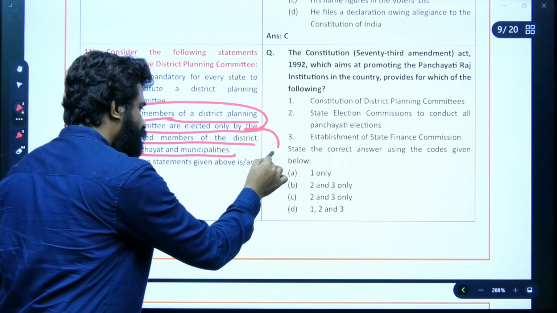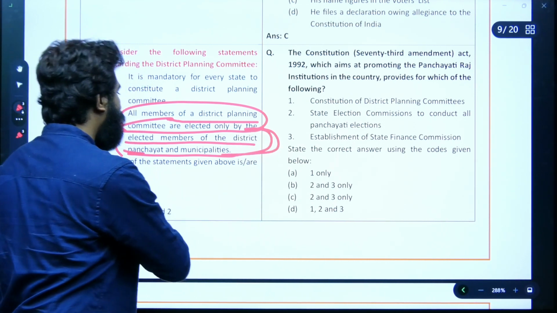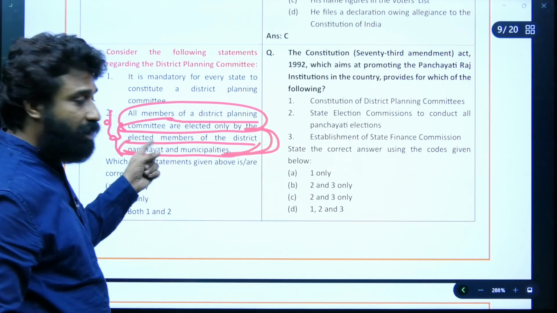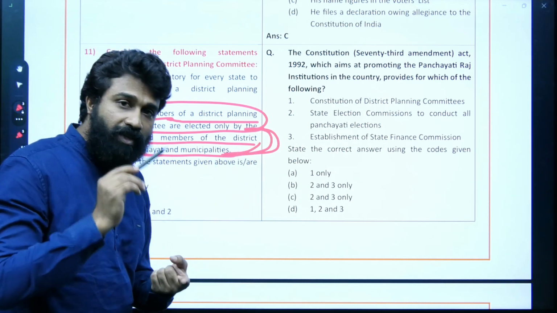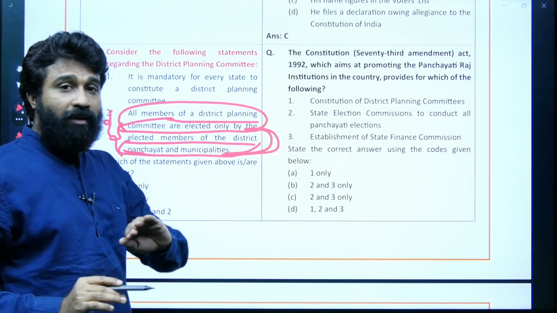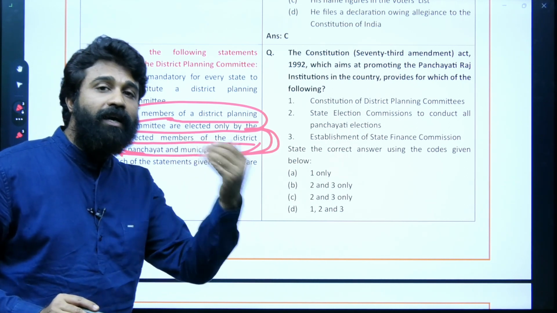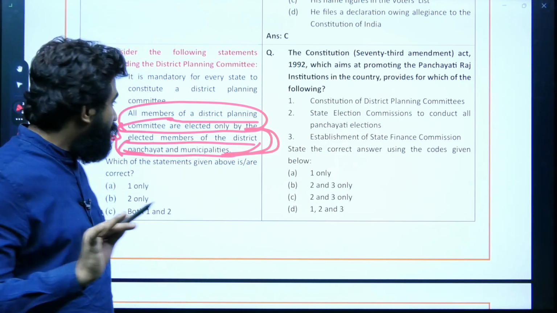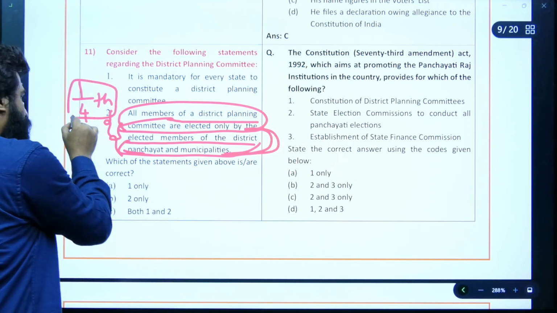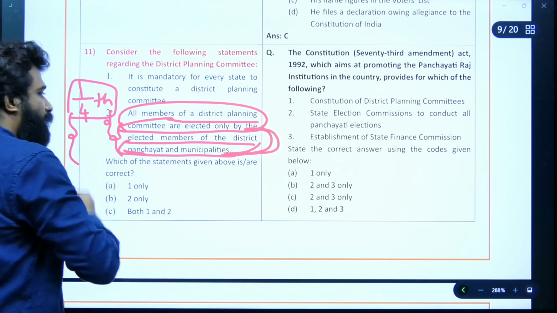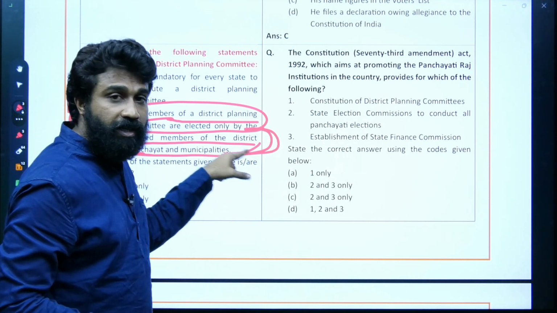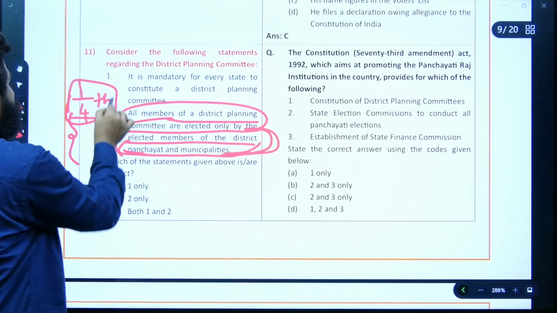All elected members of the district planning committee are elected by the elected members of the district panchayat and municipalities. This is actually the question. All elected members of the district planning committee are elected by the municipalities and panchayat, simple. But not all members of the district planning committee are elected, simple. So, only a portion of the district planning committee are elected members. These people who are elected are elected by the panchayats and municipalities, the district panchayats and municipalities. Therefore, this is the statement given here.